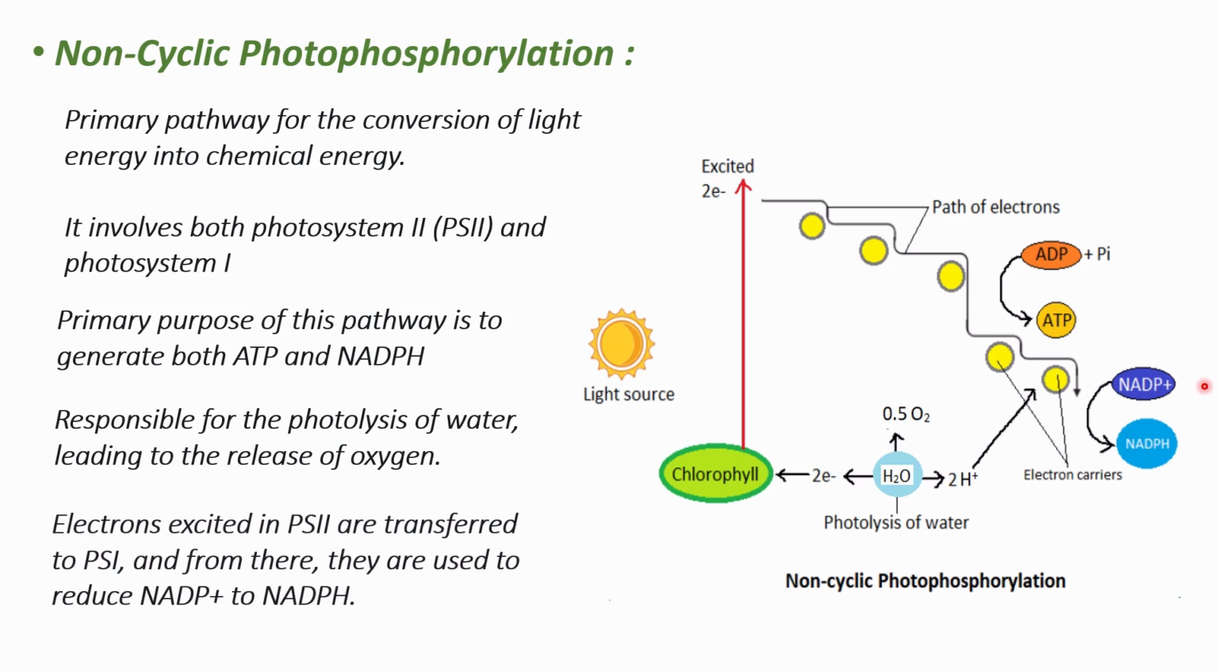Another thing, the electrons excited in PS2 are transferred to PS1 with the help of electron carriers. Obviously, they will reduce NADP plus molecules to NADPH. So this is the non-cyclic photophosphorylation. I am not explaining it too much, because in the previous video we explained the light reaction process. The light reaction of photosynthesis comes under non-cyclic photophosphorylation itself. This is the whole thing that happens in it.